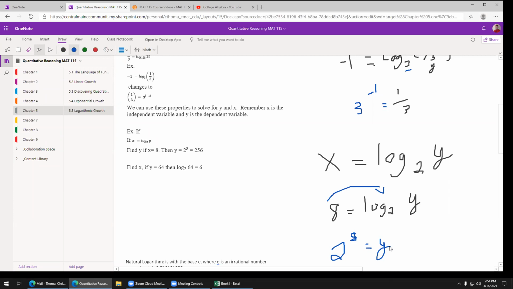And now I can go to my calculator and do 2 raised to the 8th power, and I get the answer of 256. So I took a problem that was more challenging to solve, rearranged it into a function that I could actually solve, and got the answer. That's the power of understanding the relationship between an exponential and a logarithmic.